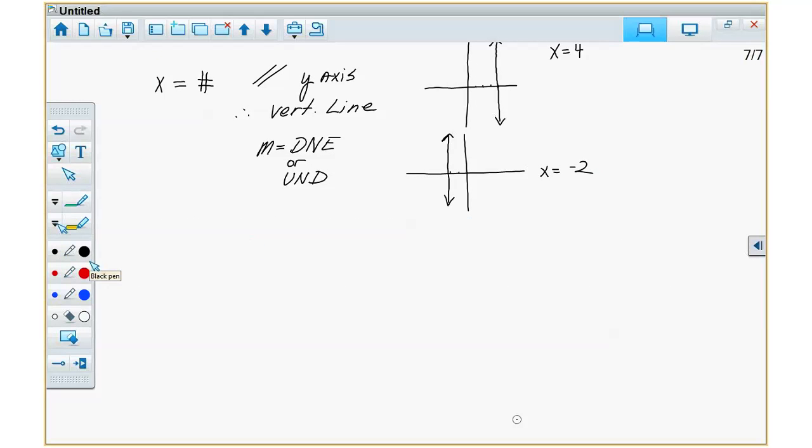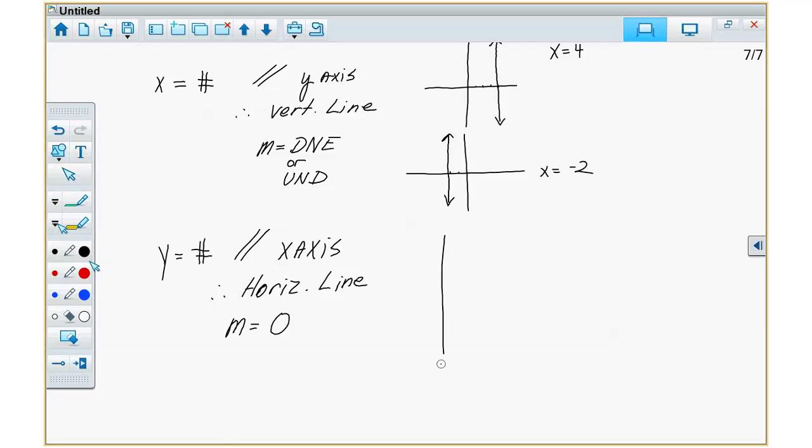All right? When Y is equal to a number, what do you think it's parallel to? Parallel to the x-axis. Therefore, what kind of line is it? Horizontal line. Which means that M is equal to 0. For example, Y is equal to 2. Y is equal to -1/2.